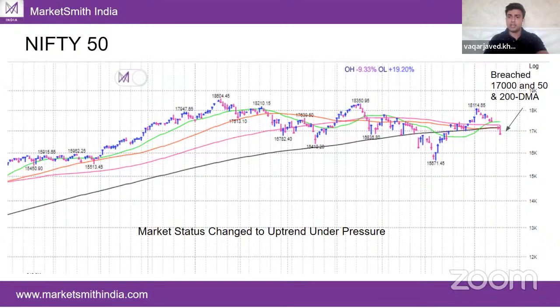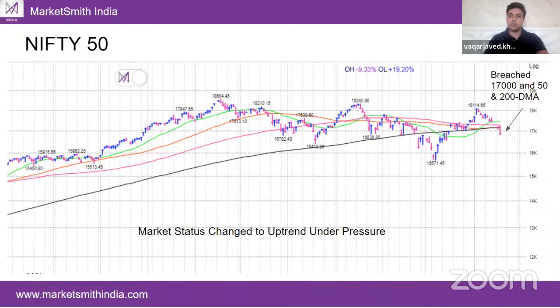If we talk about yesterday's session, Nifty started the day with a positive bias and remained range bound for most parts of the trading day. But in the last hour of the trading session, Nifty just declined sharply and breached its 50 DMA and 200 DMA along the way, and even a key support level of 17,000 to go with it.